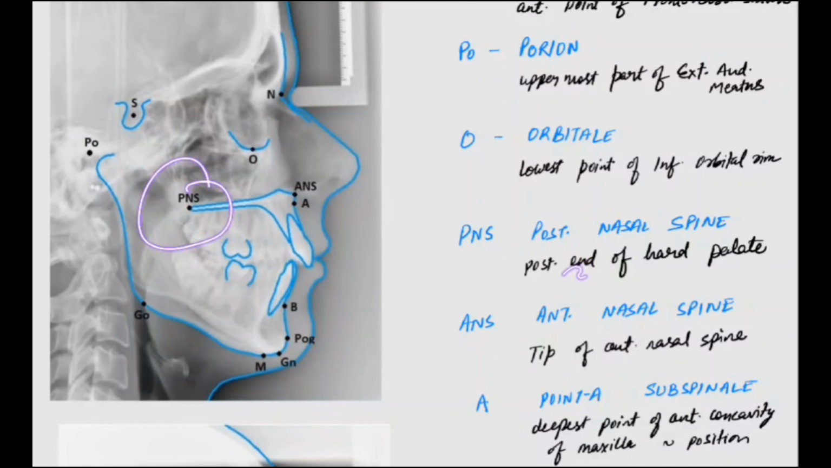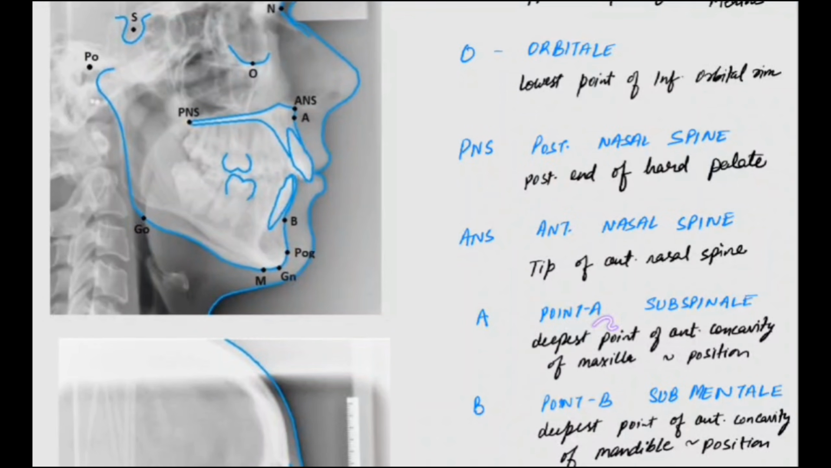PNS represents the posterior end of the hard palate. ANS represents the anterior nasal spine. It is the tip of the anterior nasal spine. Point A represents subnasale. It is the deepest point on the anterior concavity of the maxilla. It represents the position of the maxilla.